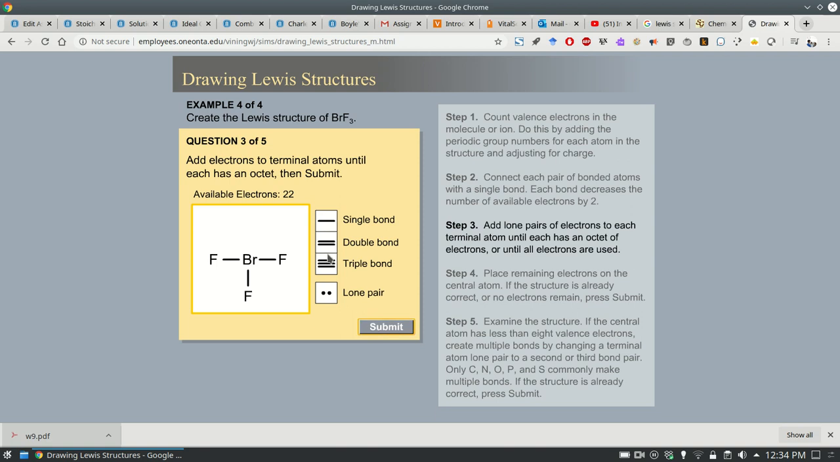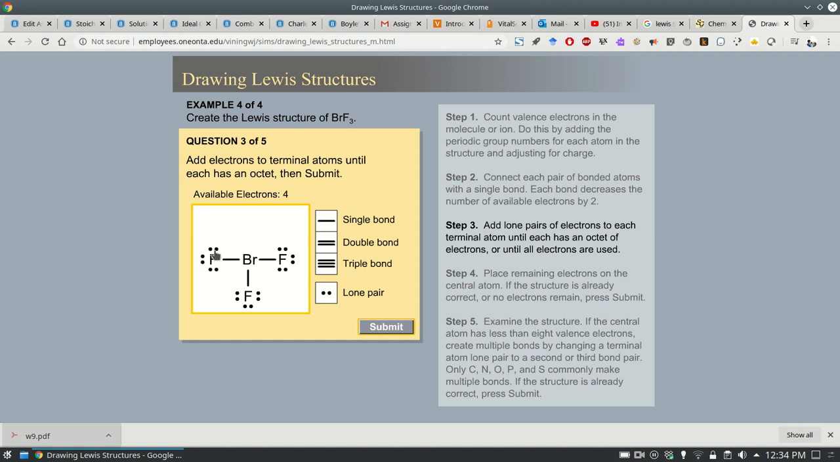Next is, by terminal atoms, what they mean is the atoms on the outside, not the central atom. Now, to do that, you cannot just click on the atom, unfortunately. You have to drag the lone pairs over there. And notice that the available electrons decrement every time you drag a pair of electrons. So you got to keep on doing this until every outer atom has 8 electrons total.